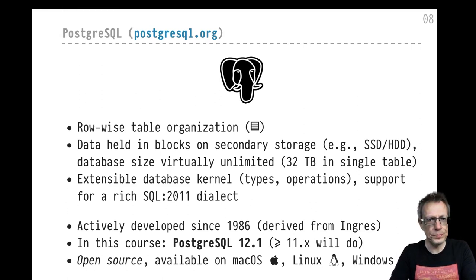Because these data blocks live on secondary storage, there's virtually no limit on their size. A PostgreSQL table, a single table, may hold 32 terabytes of data. We can of course have multiple such tables in a single database. That's quite a volume of data that PostgreSQL will be able to handle for us efficiently.